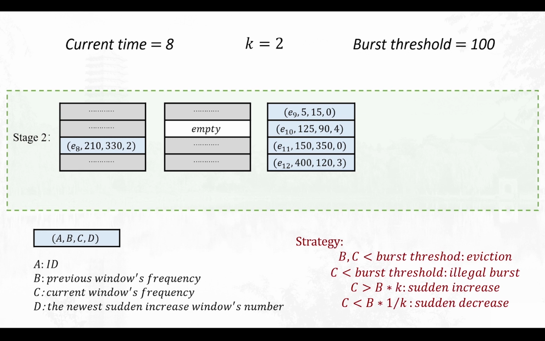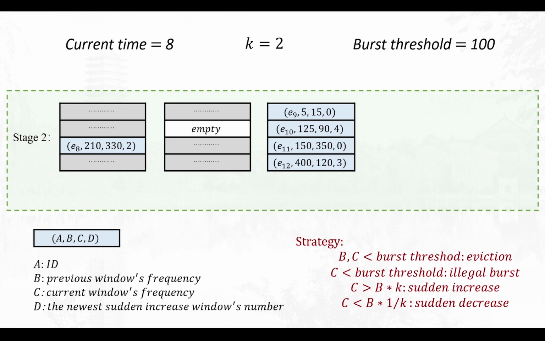Stage 2 is also a bucket array. Differently, each bucket in Stage 2 can store more than one item. In this example, it can store 4 items. To accurately detect bursts, for each potential burst item, we record 4 pieces of information. They are the item's ID, its frequency in the previous window, its frequency in the current window, and the newest second increase window's number. Similarly, for each item inserted into Stage 2, we will hash it into a hash bucket.